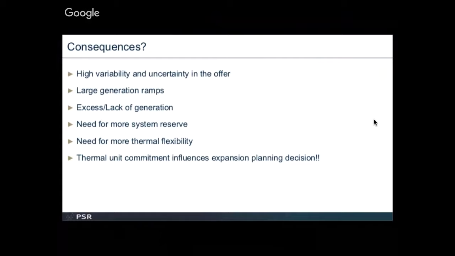And one of the important things for us, since we are working in an expansion planning model, is now thermal unit commitment. For those who don't know, unit commitment is a binary variable, which means that if it's equal to 1, then the thermal plant is turned on, and if it's equal to 0, then the thermal plant is turned off. So the unit commitments now have a great influence on expansion planning decisions. So expansion planning models must take this into account.